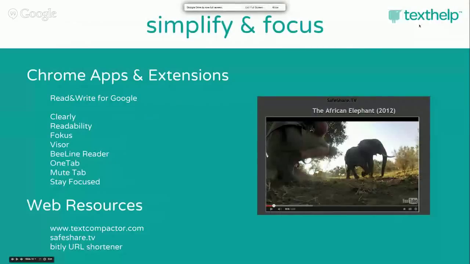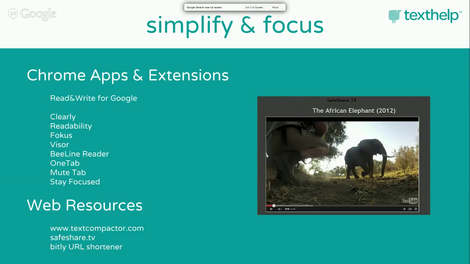Underneath, you see Clearly and Readability I've got listed there. Focus and Visor, they're two extensions that let you shade the screen and only highlight the section that you're reading. So it actually is a screen shading feature, screen masking feature that's for students so they can really focus on the text that they're reading. Beeline Reader is an extension that will turn the text on your screen. Each line will be a different color and it will be graduated, so it lets your eye go along the line and support your movement as you're reading, your eye movement along the line.